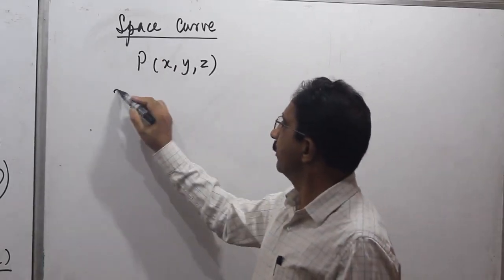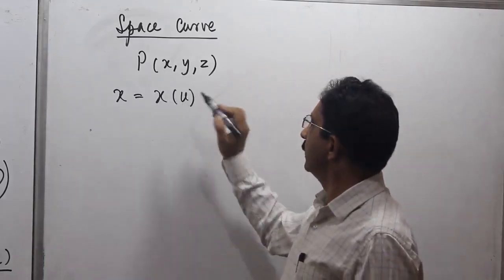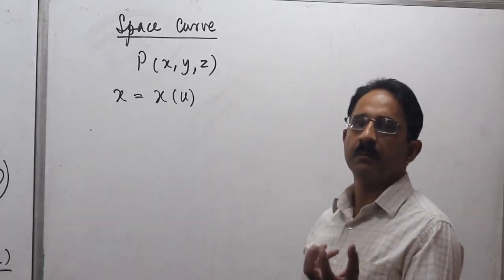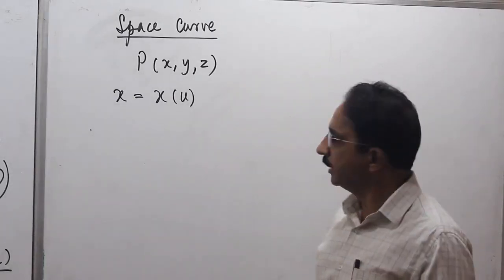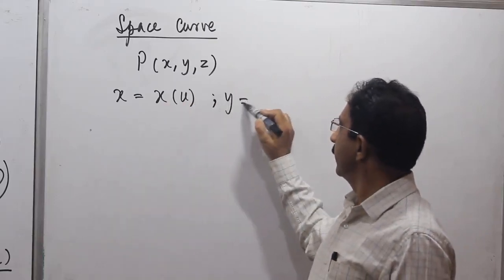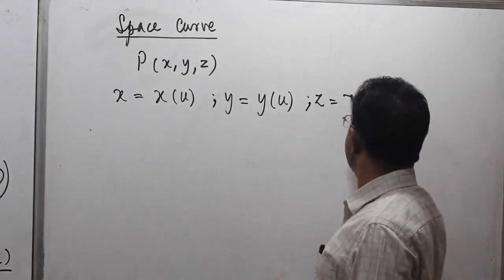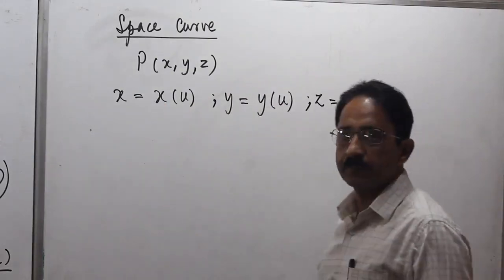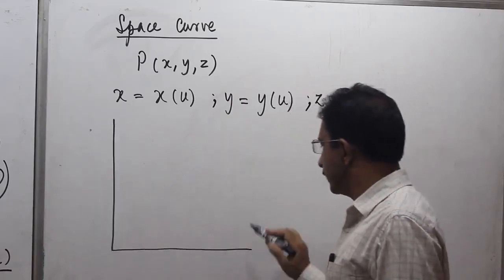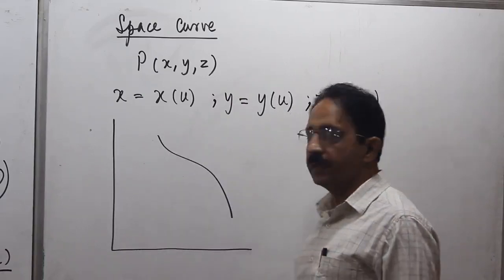So let's introduce a parameter, say that this x coordinate is a function of some parameter u. Later on you could think of time as one such possibility, that x is changing with time. Similarly y is a function of u, z is a function of u, and so on. So this space curve would look like this in 3 dimensions. Here I am showing a 2-dimensional curve, but the actual path will be 3-dimensional.